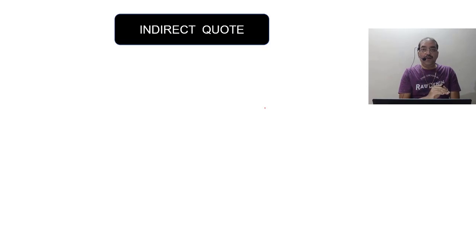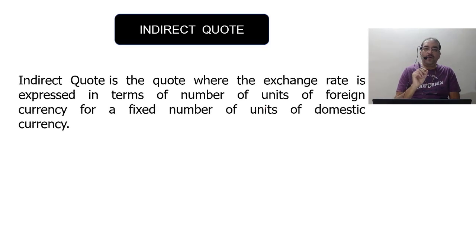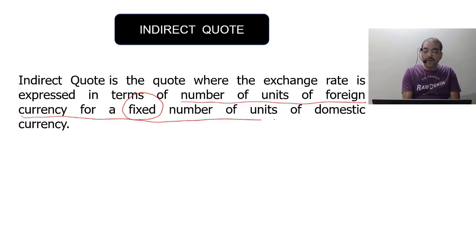So American and European quotes are opposite of each other, so direct and indirect quotes are also opposite of each other. You are partly correct, but that is not fully correct. What is fully correct? Indirect quote is the quote where the exchange rate is expressed in terms of number of units of foreign currency for a fixed number of units of domestic currency, not per unit of domestic currency.